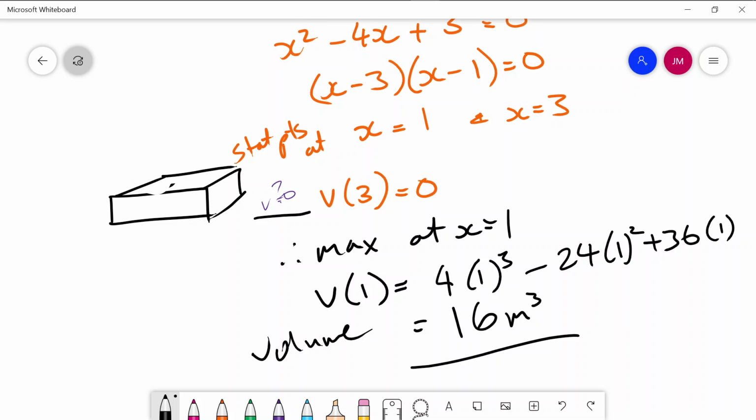So hopefully you can have a go at some of those application type questions. Most of them should be able to do by hand, and we'll look at some trickier ones with calculators in the next lesson.